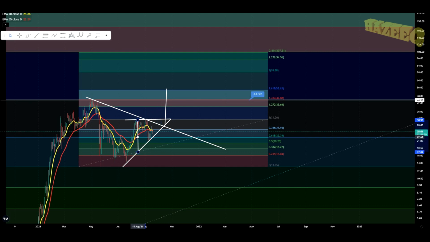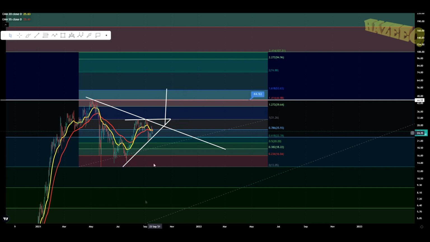So the target from that would be from the top of the resistance of the symmetrical triangle to the very bottom of it, pretty much where the triangle was made. And you place it where you think the breakout is going to happen, and it doesn't matter where it happens, because if you break above this trend line, you get the target of $44.52. So from where we are right now, that is a 74% trade.